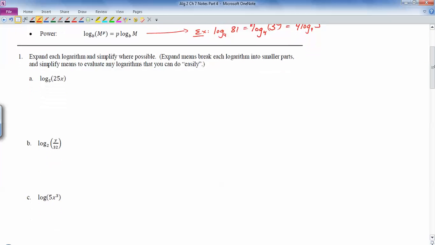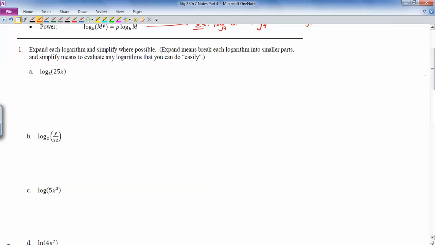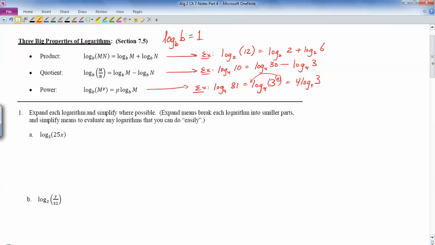So let's try some of these problems. In each of the problems for number 1, you're expanding the logarithm and then trying to simplify wherever you can. So we're going to use these rules a ton. So the first one, it's a product on the inside. So I'm going to split that into two log terms. Log base 5 of 25 plus log base 5 of x. Okay, well the one on the right, I can't do anything with it. But the one on the left, the 25, I can.